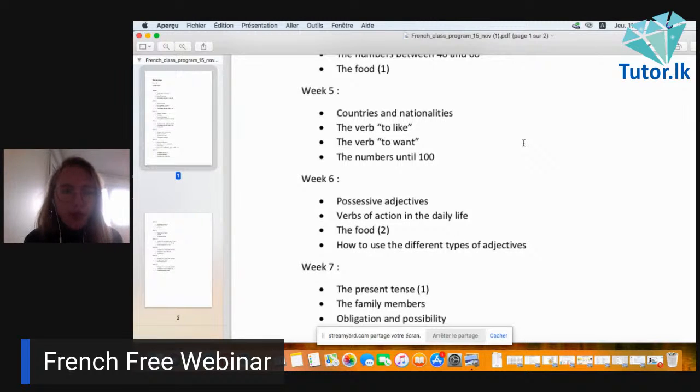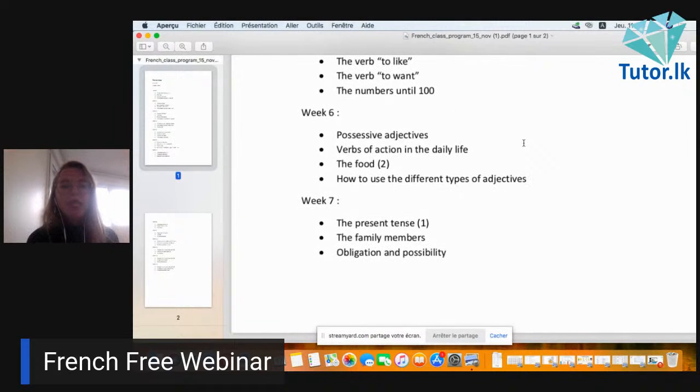Then week number 6, we'll study the possessive adjectives, the verbs of action in the daily life, how to say what you've done in the week or what you're doing in the week. We'll see also the second part of the food vocabulary and how to use the different types of adjectives which come with the subjects. Then week 7, so introduction to the present tense.